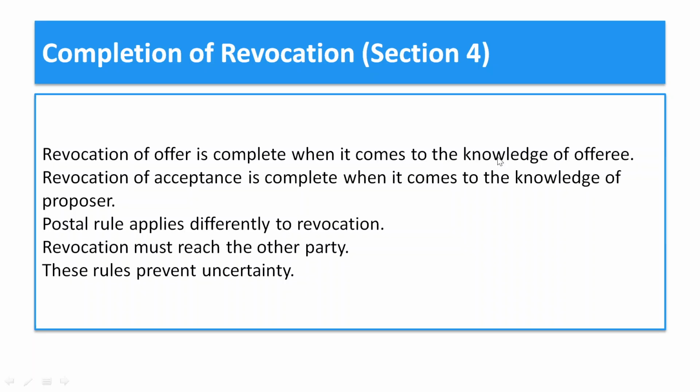Now, let us see when revocation is actually complete. Revocation of an offer is complete when it comes to the knowledge of the offeree. Revocation of acceptance is complete when it comes to the knowledge of the proposer. Unlike acceptance, simply sending a revocation is not enough. For example, if I post a letter cancelling my offer, the cancellation is not effective when I post the letter. It becomes effective only when the other person receives it. This is different from acceptance, where posting is enough. These rules exist to prevent confusion and to make sure both parties clearly know their position.